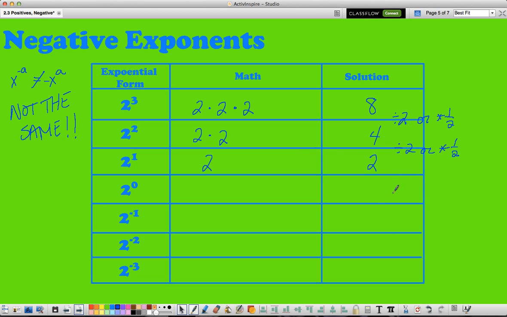So it would make sense then that to get to my next number, I would want to follow that same thought process. So here, we're going to use the solution to work backwards to get to our exponential form. So we'll get the solution, look at the math, and then look at the exponential form. So I know that for my next number, I would have to divide by 2 or multiply by half, and that's going to give me 1. So anything to the 0 power is 1.